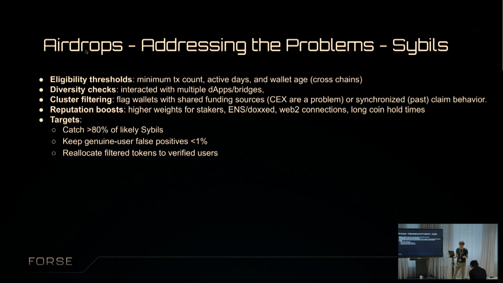And claim behavior, yeah. Then reputation boost for higher weights for stakers, people that have ENSs attached to their addresses. You can also get the social data from Twitter, for example, Farcaster, Lens. You can see what the Lens address did, what the ENS address did, and then create a reputation score from that. Targets for an analytics task here would be to catch 80% of likely Sybils, keep the genuine user false positive rate below 1%, and reallocate filtered tokens to verified users.